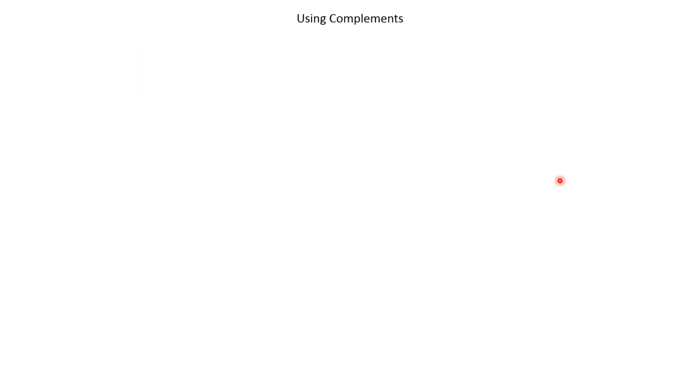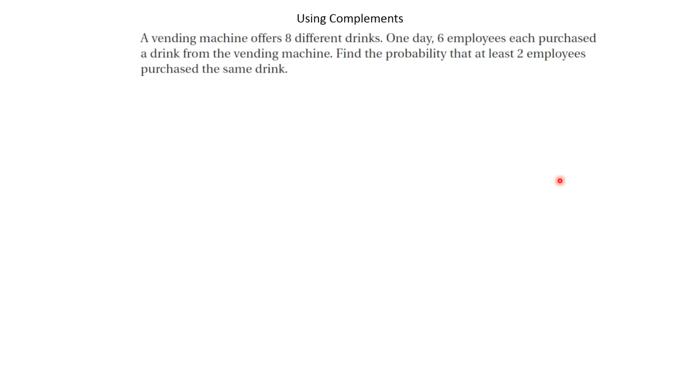One last thing to make things easier, using complements. Notice I spelled it correctly this time. We're not using compliments, although that tends to make things easier as well. But using complements. Example, if we have a vending machine that offers 8 drinks, one day 6 employees each purchase a drink from the vending machine, find the probability that at least 2 purchase the same drink.